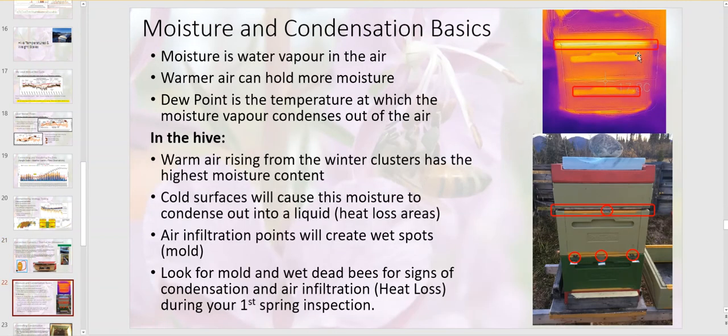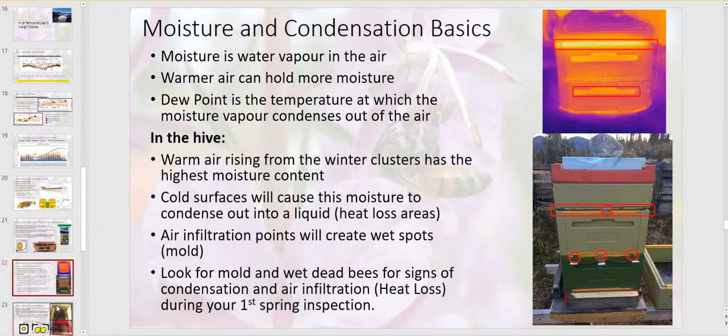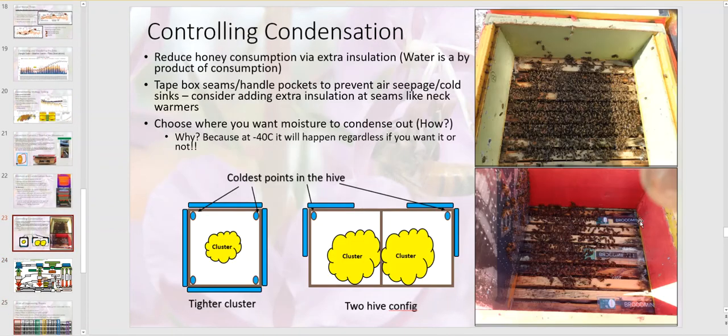This here was just using the IR camera to understand heat loss. And you can see that these plastic tabs are heat sinks, and the location of these sensors are also infiltration points, and like you'll see in the next slide, they're also the points where you get the most humidity and condensation in this hive. So I've cut these plastic tabs off now and taped the ends so that the sensors can sit on top of the bars and not cause infiltration points into the hive.